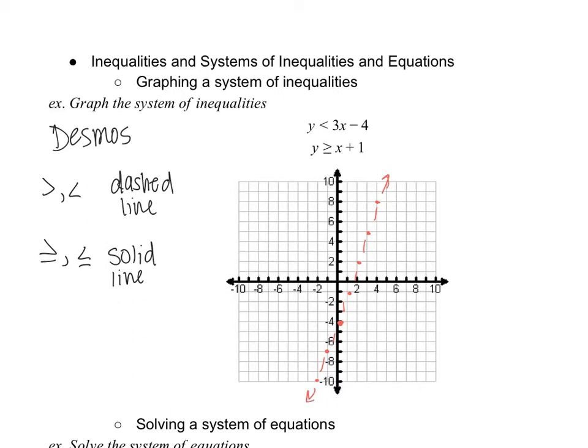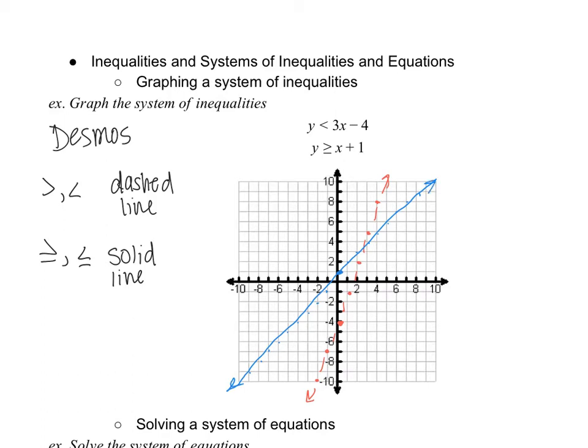Our next inequality is y greater than or equal to x plus 1. So if I start off with my y-intercept, it's going to be at +1. Then I apply the slope +1 over 1. And this time, because we have the equal to, we're going to have a solid line. So that's my first step, is to graph the inequalities.